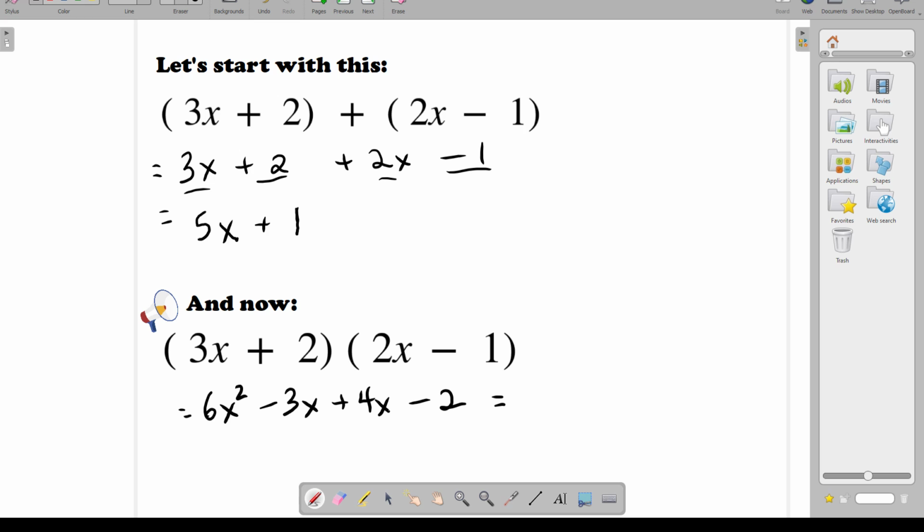Then we can add our like terms. There is no other squared term. Negative 3x and positive 4x is plus 1x minus 2. So you see we've got the same two expressions, but in this first example we are adding those together. In this second problem, we have the same two expressions, but this time we're multiplying the two expressions together.